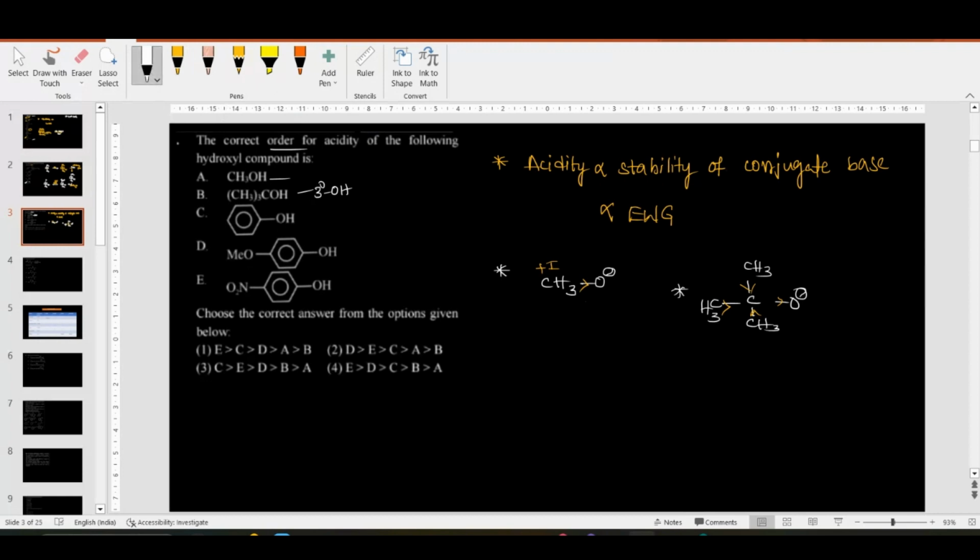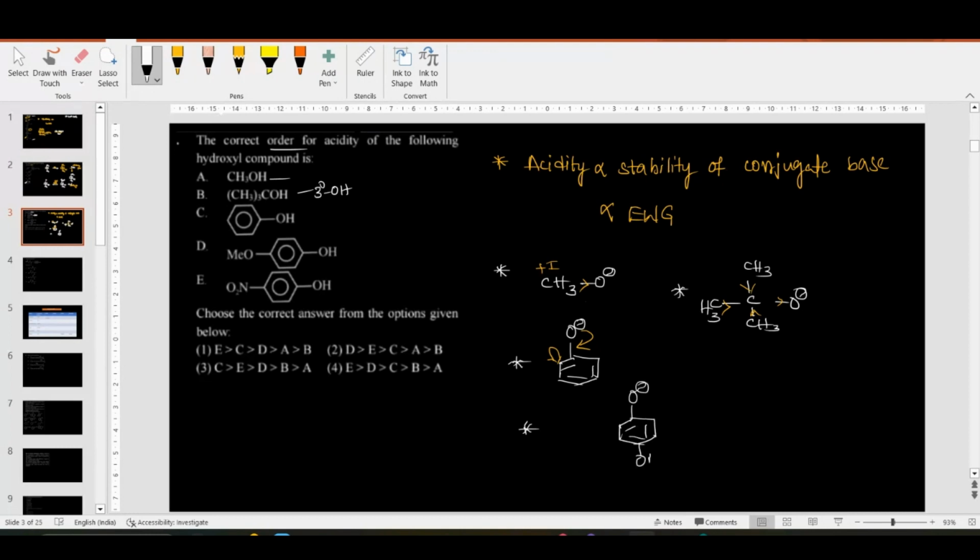Now let's see one more, that is phenol. If you write its conjugate base form, this is the phenoxide ion, right? Here this negative charge is stabilized due to resonance, so this will participate in resonance. In this way it is stabilized, so this can have more acidic strength. And if you compare one more, let me draw two more options.